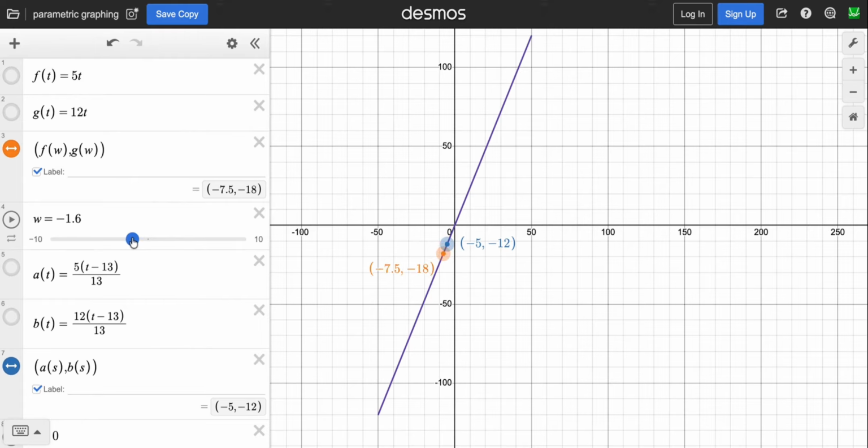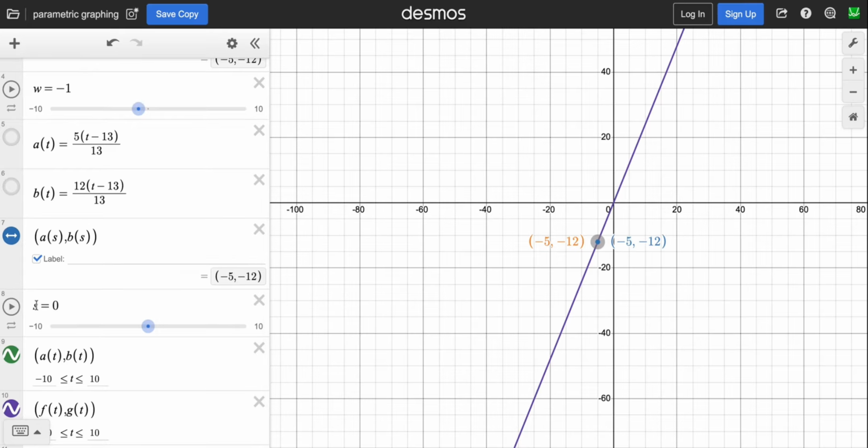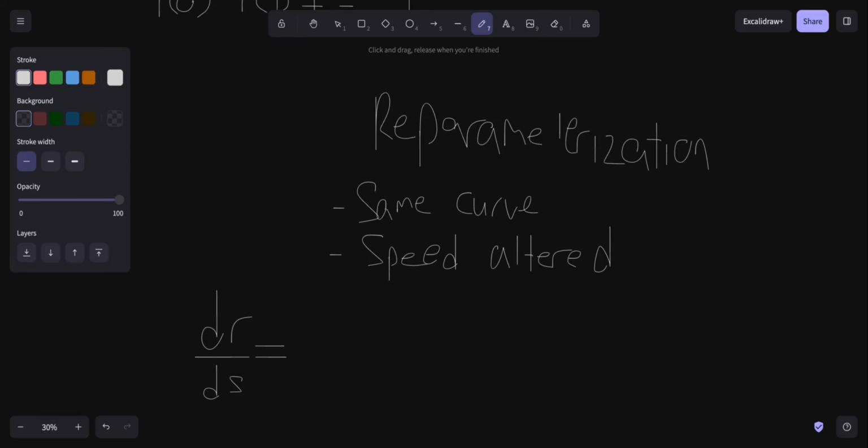If I let our original function at -1 be equal to 5, -12, notice how that's equal to our function in terms of the arc length at 0, right?